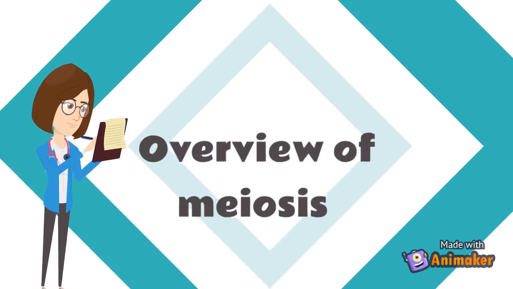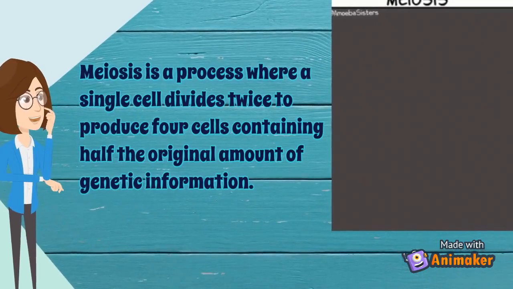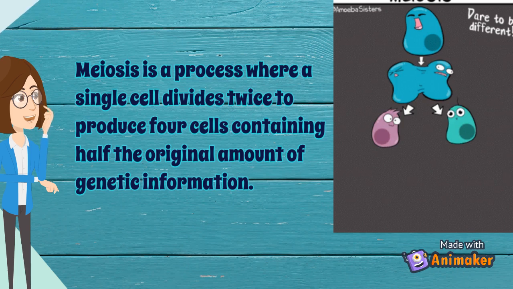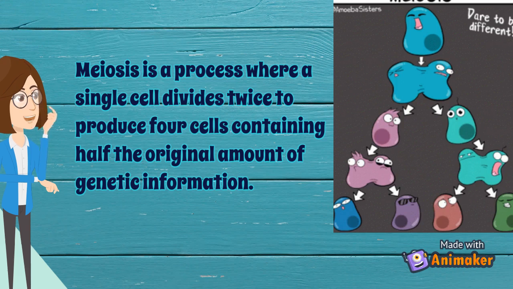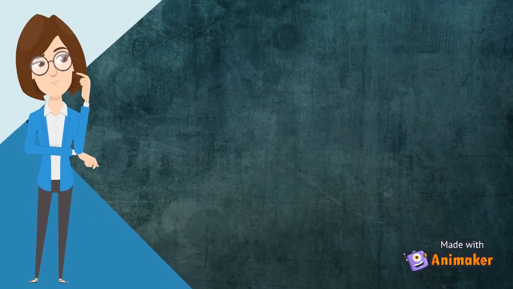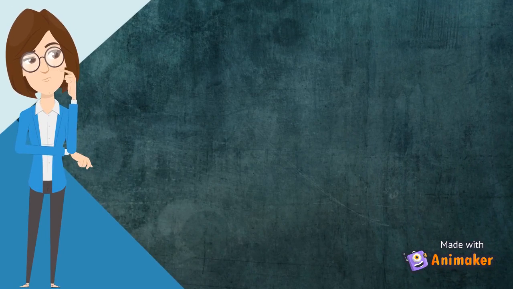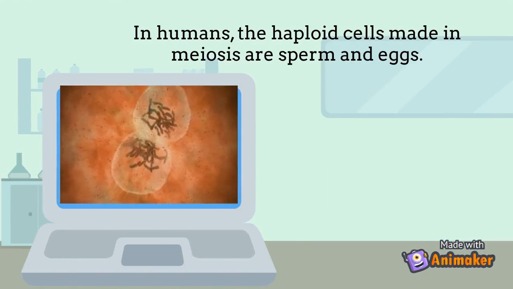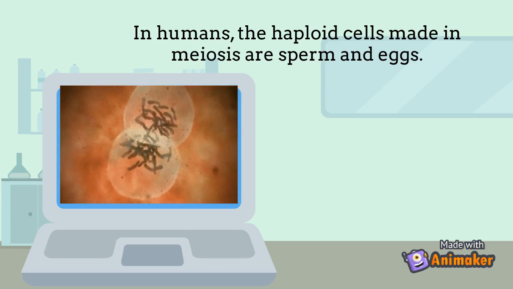Now we will go into an overview about meiosis. Meiosis is a process in which a single cell divides twice to produce 4 cells containing half the original amount of genetic information. Now we will see the goals of meiosis, which is to make daughter cells with exactly half as many chromosomes. In humans, the haploid cells made in meiosis are sperm and eggs.